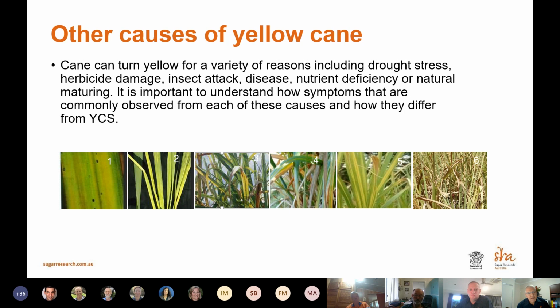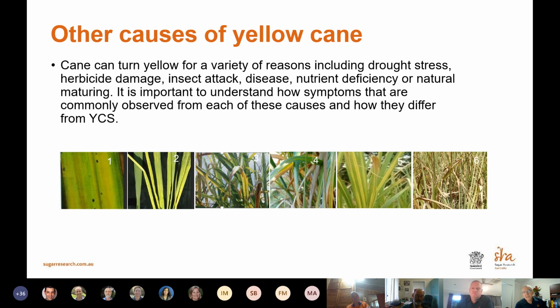Okay, so the next slide that Brad's put up here, if we move along with the webinar, is about what are some of the other causes of yellowing that we see in canopy of sugarcane. As you are all aware, other things can cause yellowing like drought and herbicide damage, insect damage, disease, nutrition deficit, and just natural aging or senescence. And it's important to understand how these symptoms that we commonly see differ to YCS.